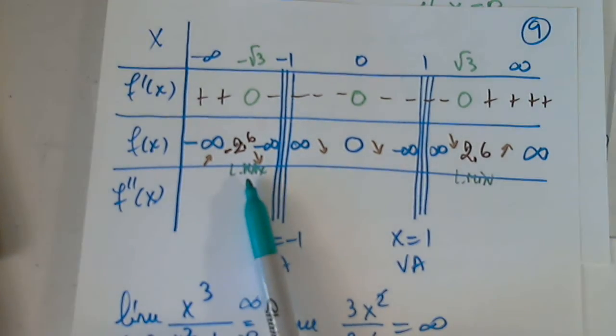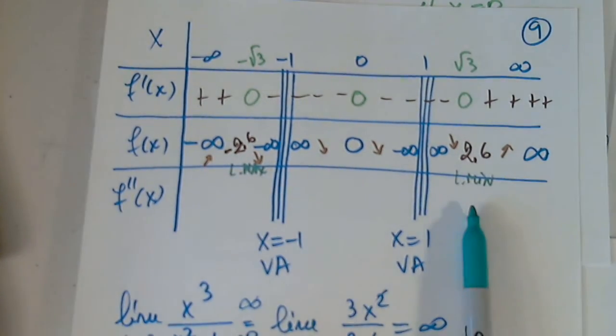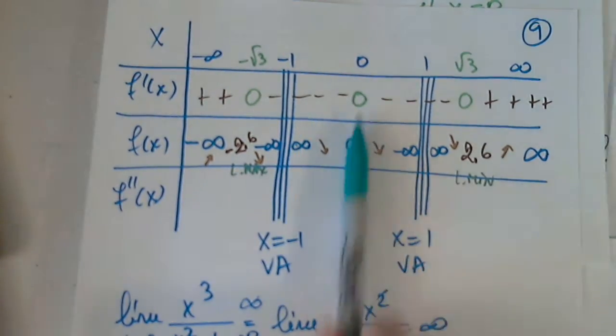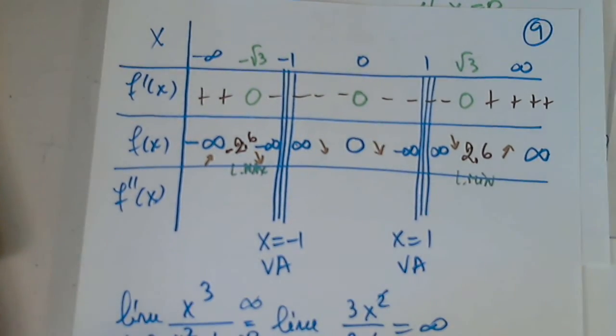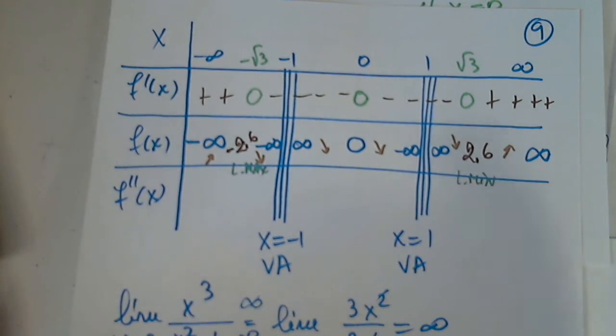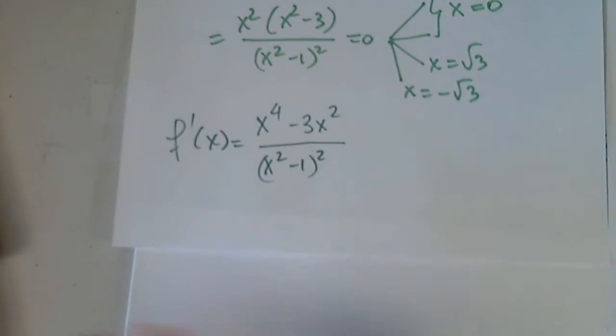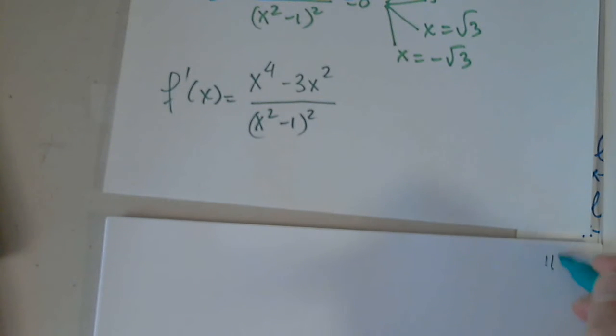Here it should be, because it's a local max, it should be negative, and here should be positive, and here should change sign, because this should be an inflection point, sorry. So this is what I expect, but I need to do the work. Okay, ready. So I'm on page 11.